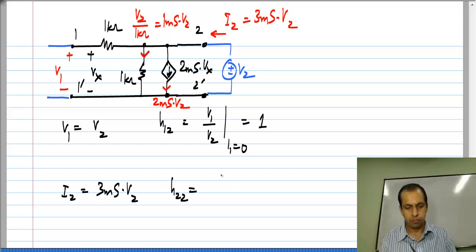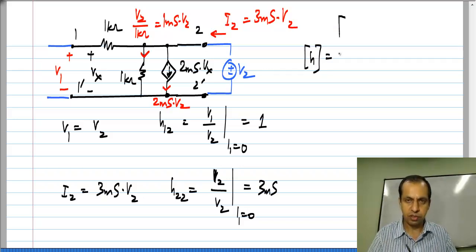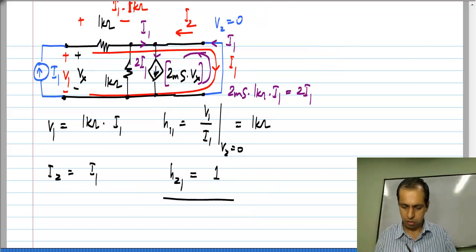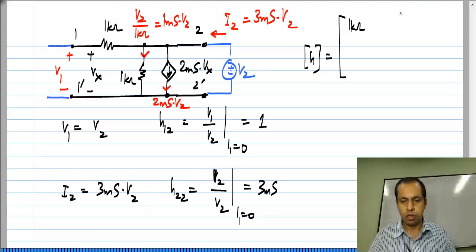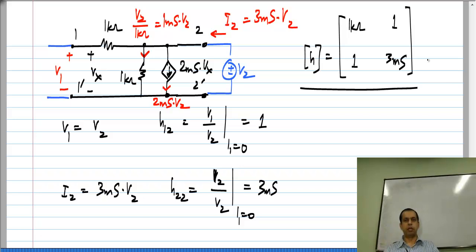So, H22 is I2 by V2 with port 1 open circuited, which is 3 millisiemens. And the H parameter matrix of this is H11, which is 1 kilo ohm, H12, which is 1, H21, which is also 1, and H22, which is 3 millisiemens. Okay. So, that is the H parameter matrix. Okay. So, again you should be able to calculate this easily. Calculating the two port parameters is simply regular circuit analysis. Okay.